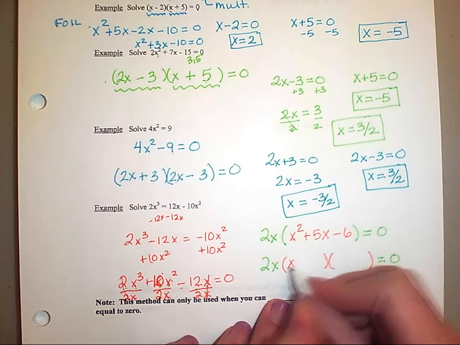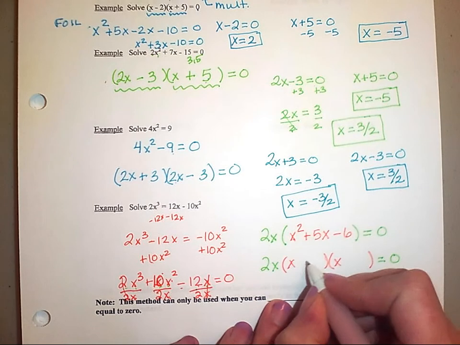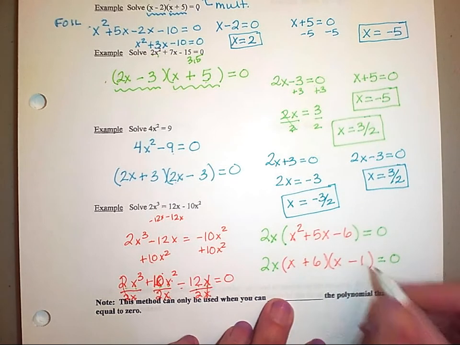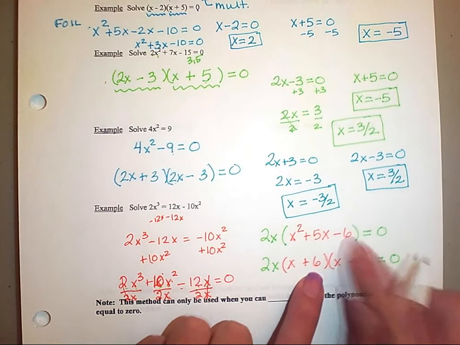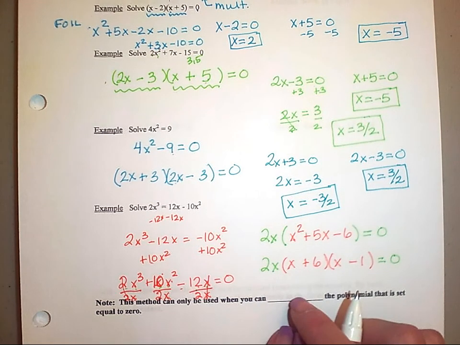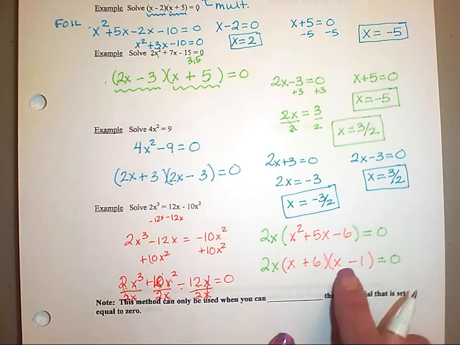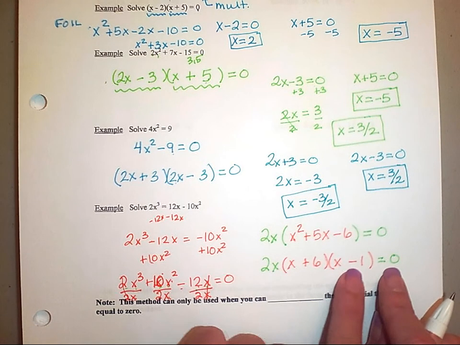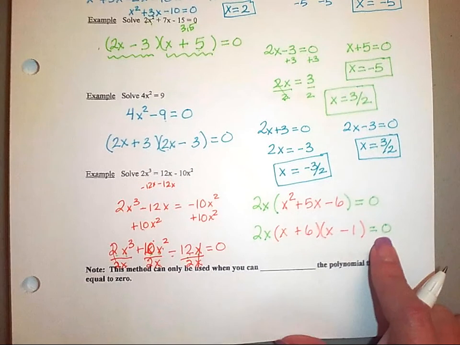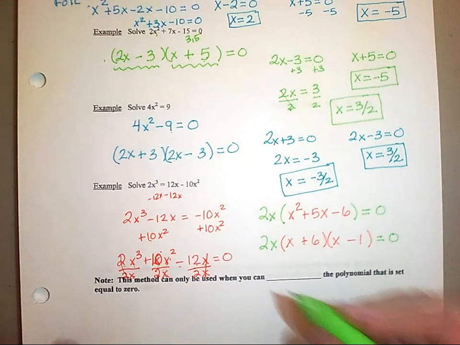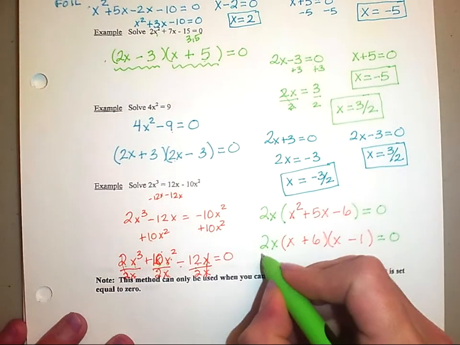So to get to x squared, I'll need an x and an x, plus 6, minus 1. Let's see. Plus 6x minus an x is positive 5x, and then minus 6. So in this way, I have 3 things being multiplied together that are 0. But the zero product property still applies here. It doesn't matter how many in a row as long as they're being multiplied.